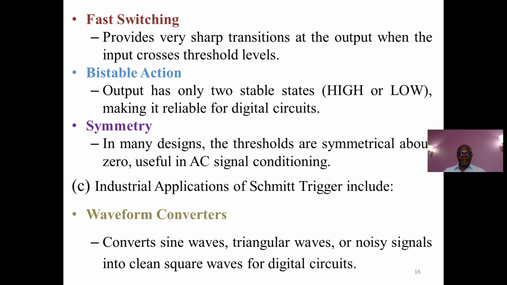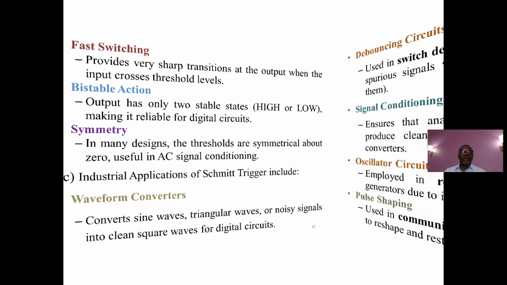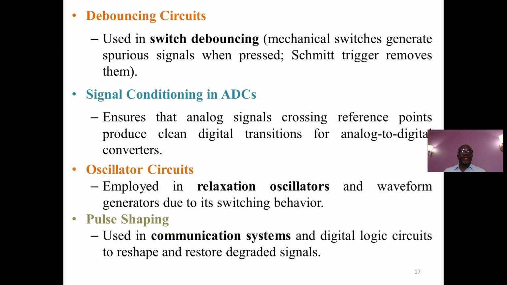Then, what are the industrial applications of this Schmitt trigger? So, quickly, waveform conversion: it converts sine waves, triangular waves, or noisy signals into clean square waves for digital applications. It's also used in debouncing switches, mentioned this before, so that any noise or spurious signals will not be able to trigger what you are doing. The Schmitt trigger removes them. Signal conditioning in analog to digital circuits.